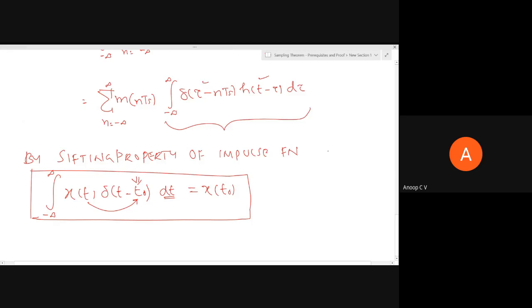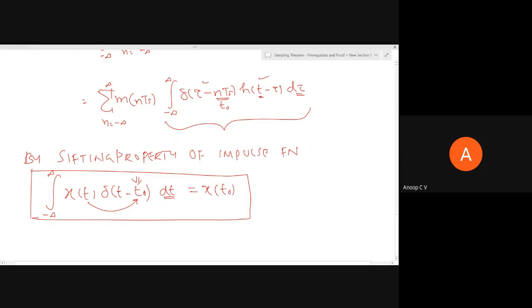This integration is with respect to tau, right? So we have delta of tau minus nTs. This is actually corresponding to our t naught, that is the amount of shift. And we have another function h of t minus tau. This t we don't have to bother about, because our integration is with respect to tau, so you don't have to worry about this t now.